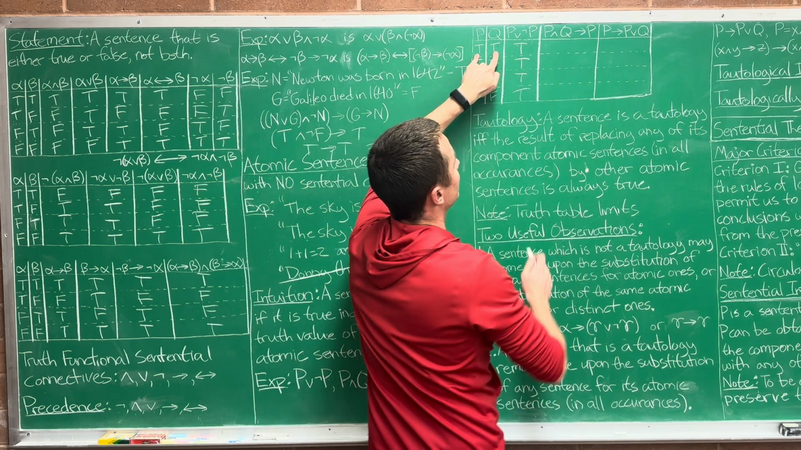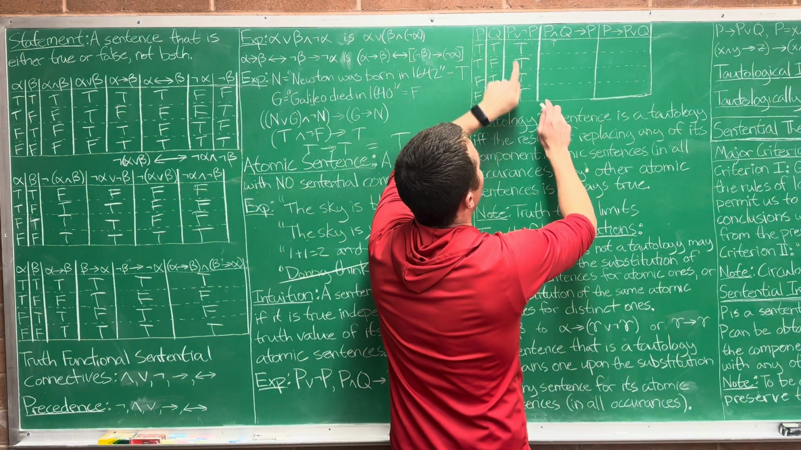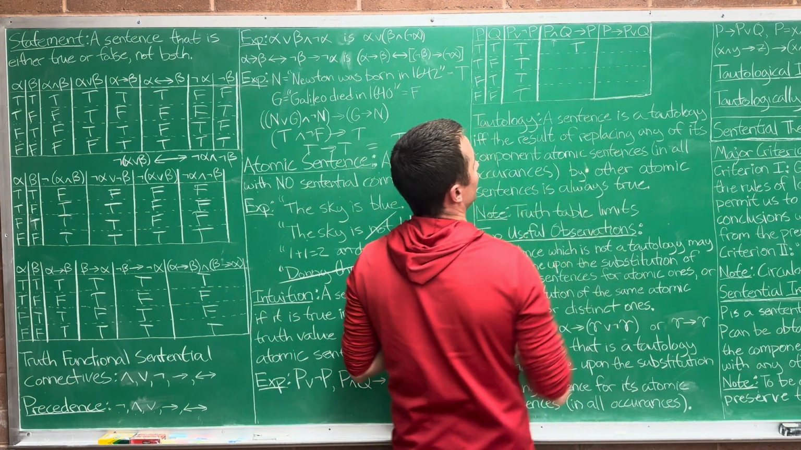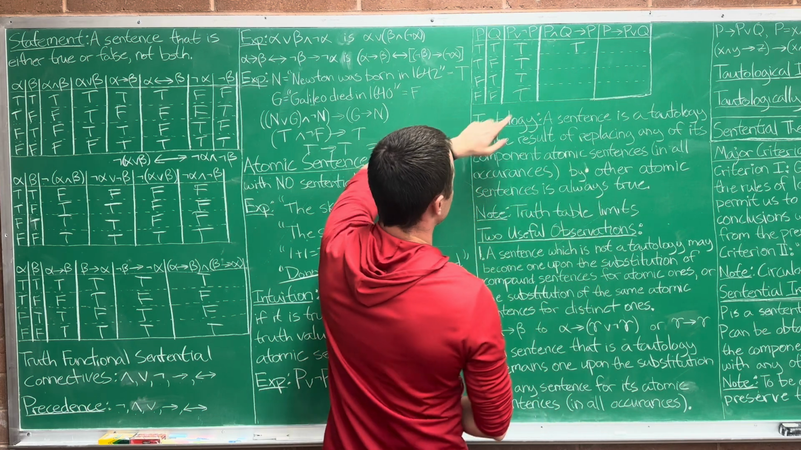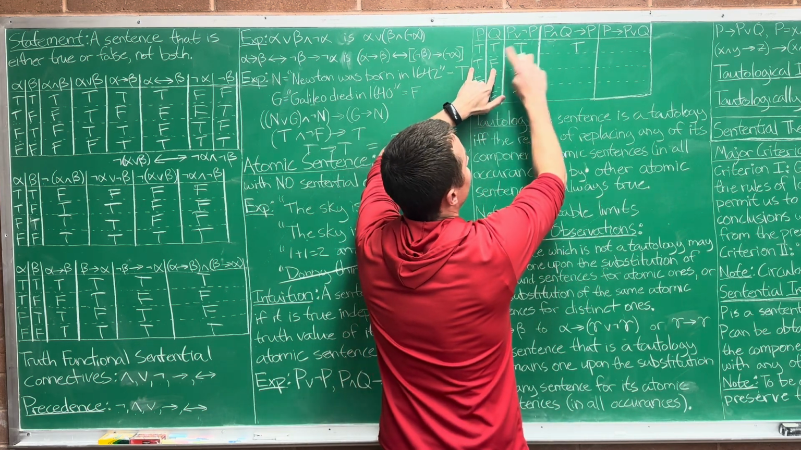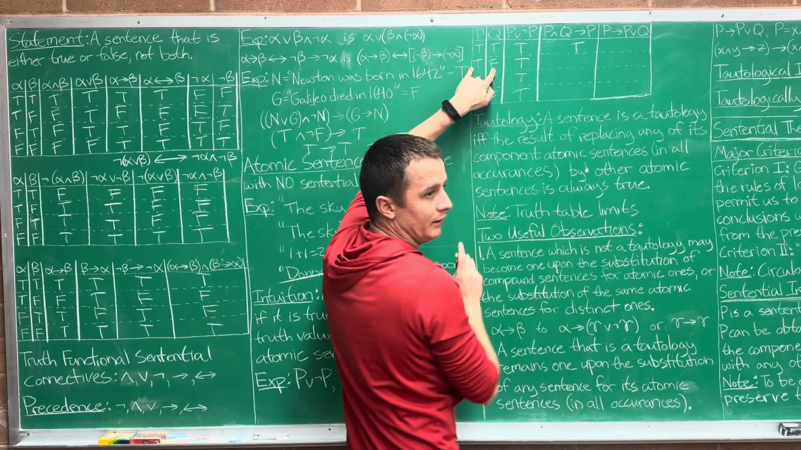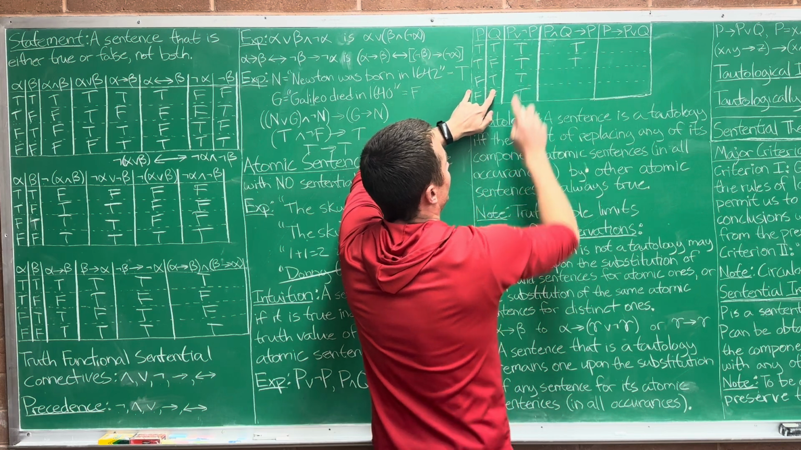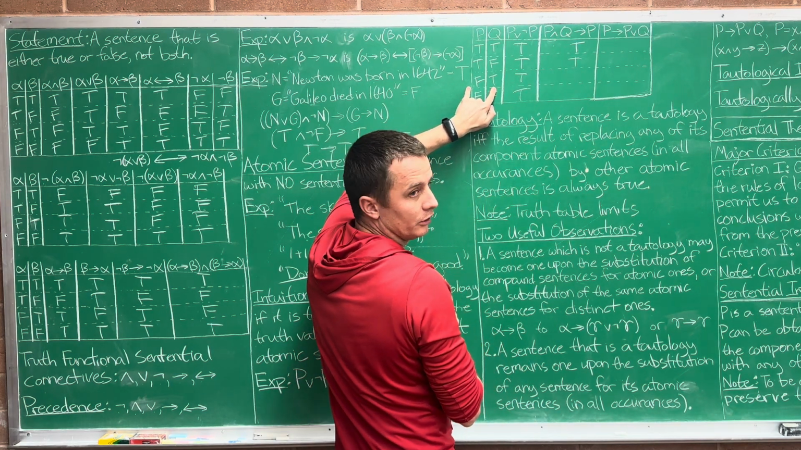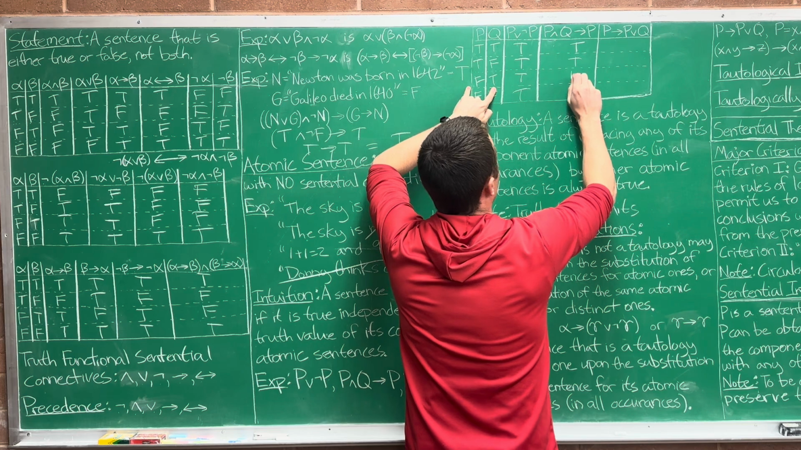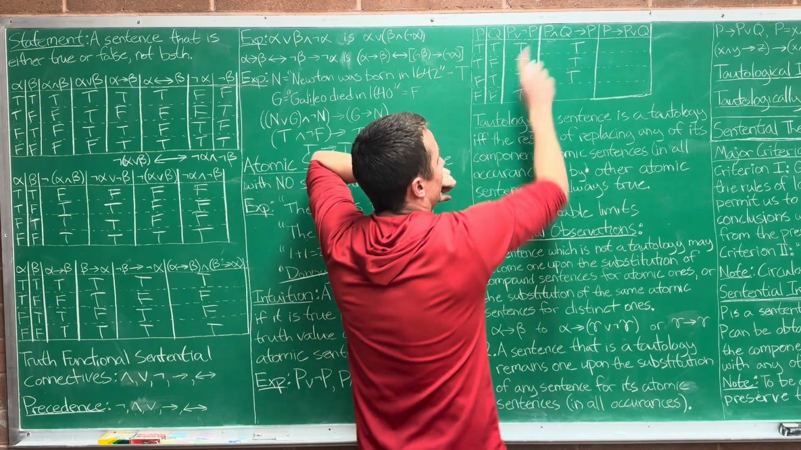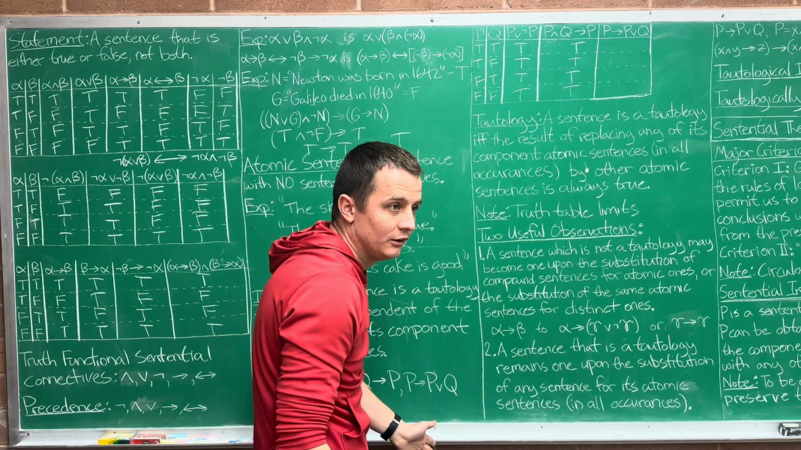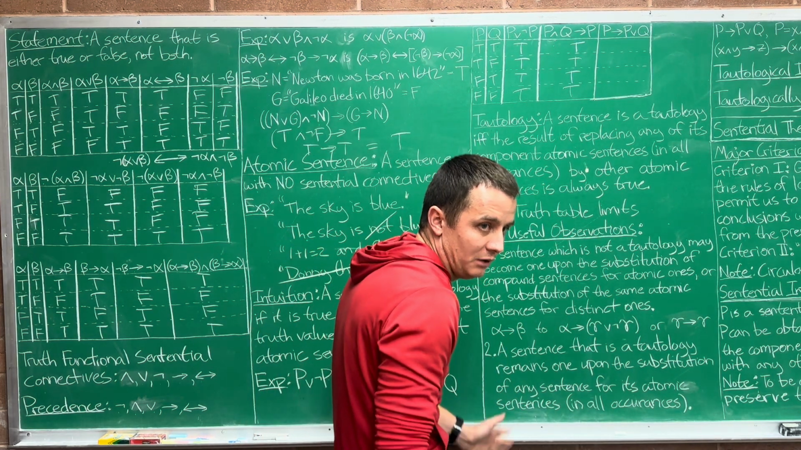So true and true is true, and then true implies true is true. So the whole thing evaluates to true. Next one, true and false is false. False implies anything is true, vacuously true. False and true is false, and false implies anything is true, vacuously true. And false and false is false, implies anything is true. So, tautology. It's always true regardless of the truth or falsity of the statement.